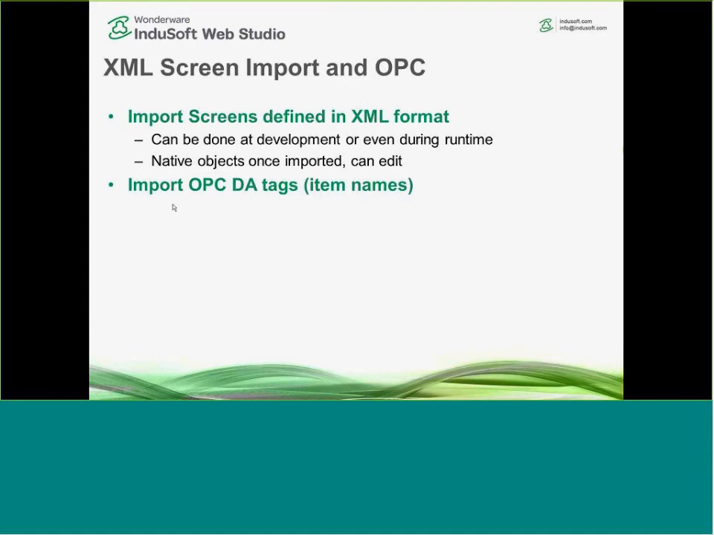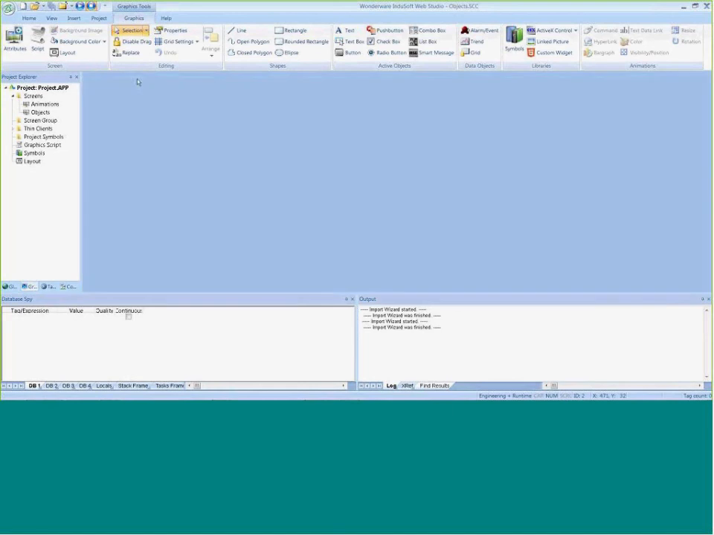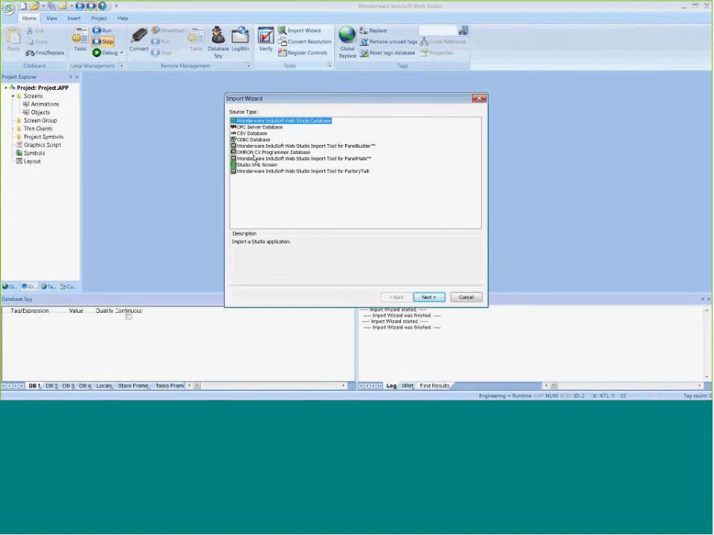I also wanted to show you the import from OPC DA tags. Now I happen to have an OPC server running here, and if I wanted to bring in tags from that OPC server, that's an OPC DA server. I actually have several on my laptop, but if I go to OPC server database, this is going to import the item names. In OPC functionality, they don't have tag names, they have item names. It's kind of similar to tags.